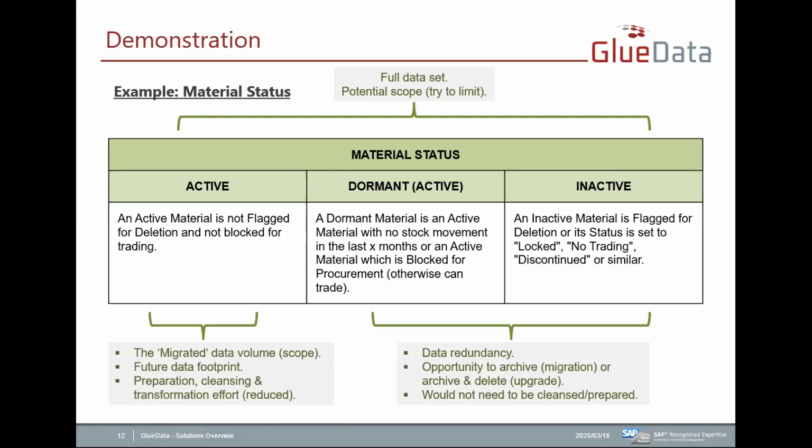Essentially, that data does not need to be cleansed or prepared. So you see how we've excluded a chunk of data now from the effort in the strategy for data preparation and for migration by extension. And then the active data is effectively our scope of data. It's the volume of data that we need to deal with. It's our future data footprint. So that's quite important when looking at your entire system.